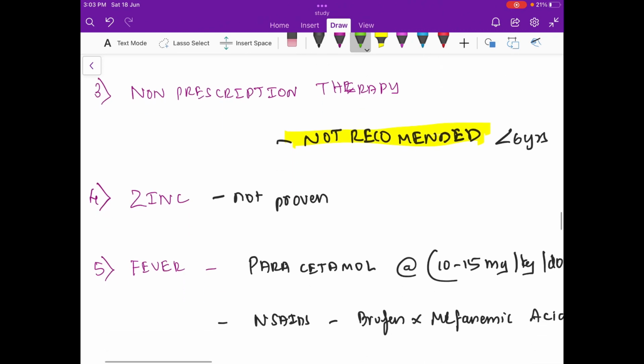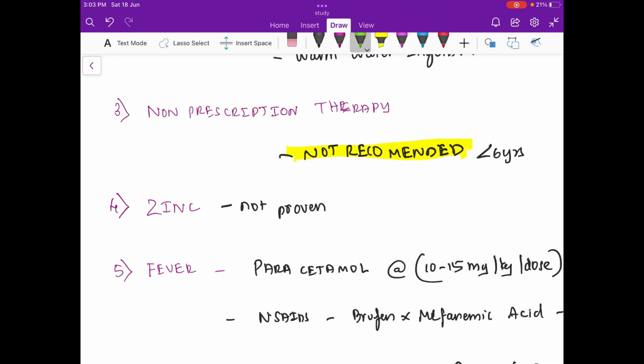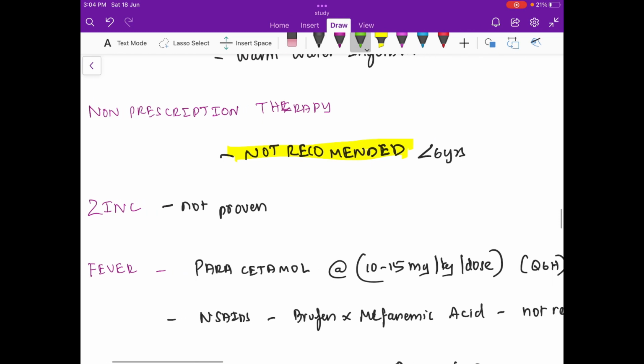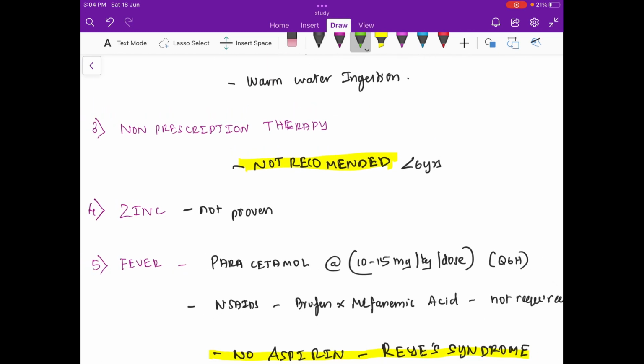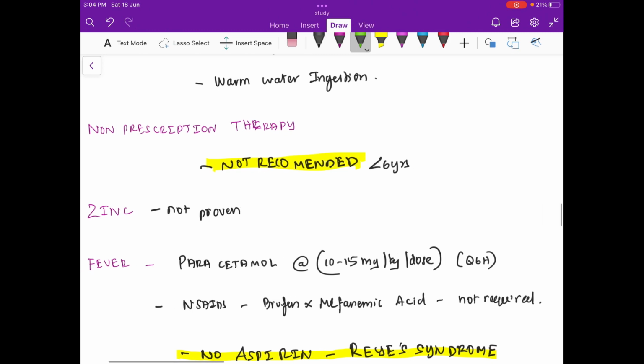In common cold, the baby may have fever. Fever is best managed by plain paracetamol. The paracetamol dosage is 10 to 15 mg per kg per dose. You can give it once in 6 hours, or fever can be managed by NSAIDs like ibuprofen and mefenamic acid, but generally it is not required. We recommend only giving paracetamol.